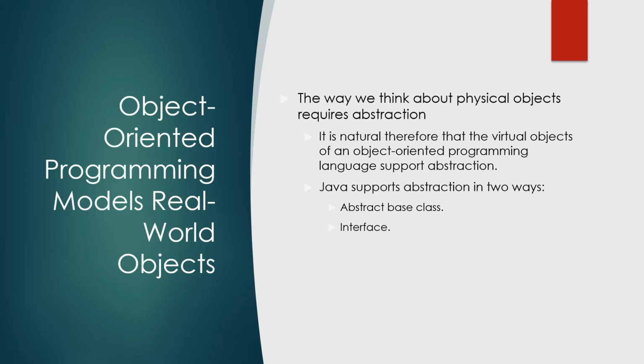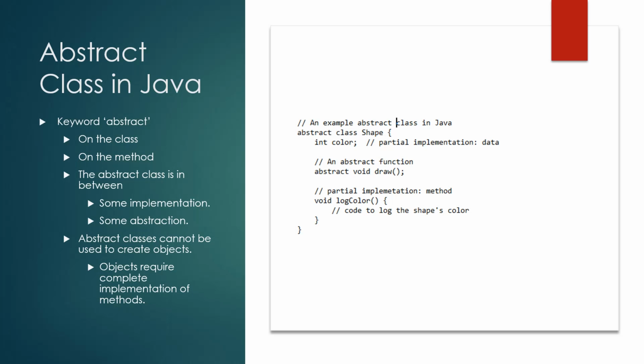So object-oriented programming models real-world objects. The way we think about physical objects requires abstraction. It is natural, therefore, that the virtual objects of an object-oriented programming language support abstraction. Java supports abstraction in two ways, via the abstract base class and via the interface. Let's take a look. So the abstract class in Java, we make use of the keyword abstract.